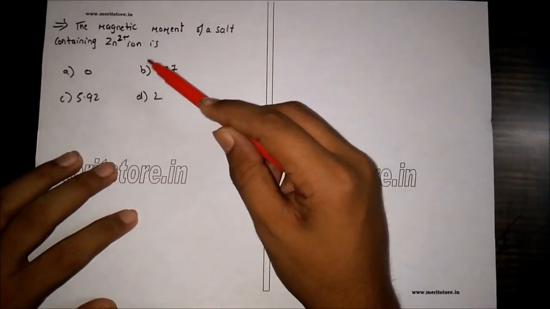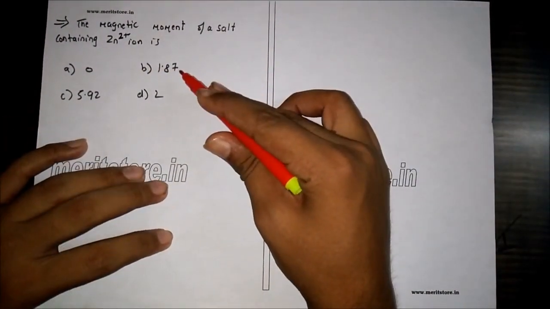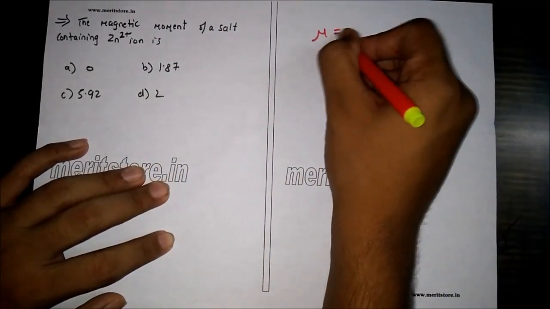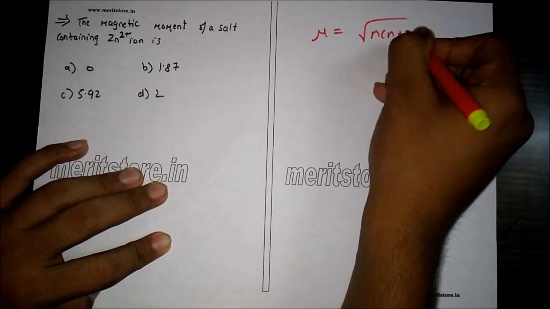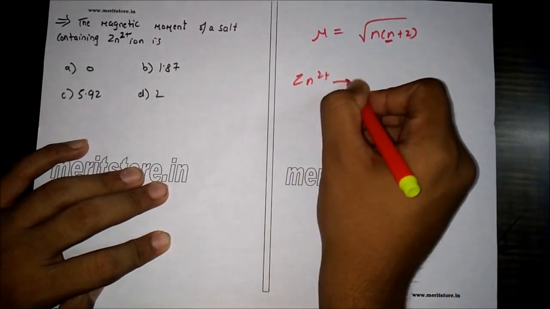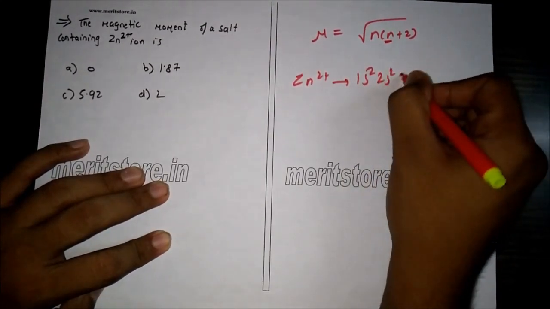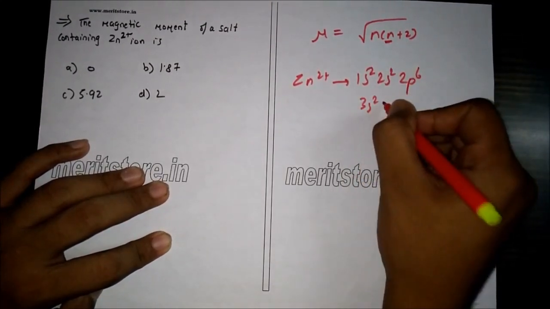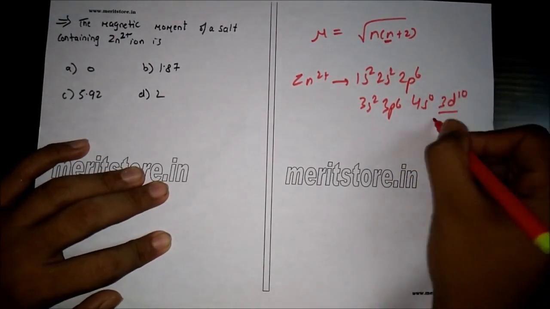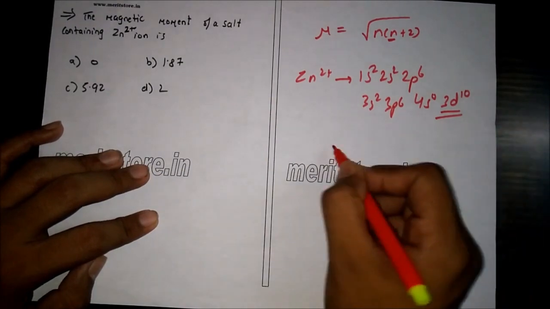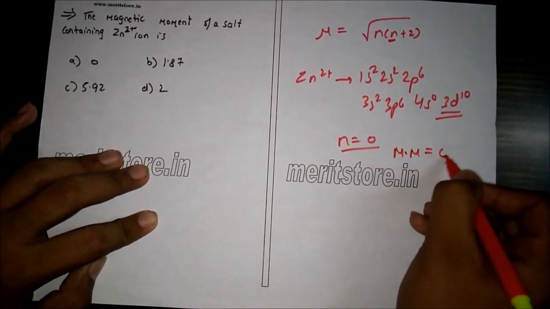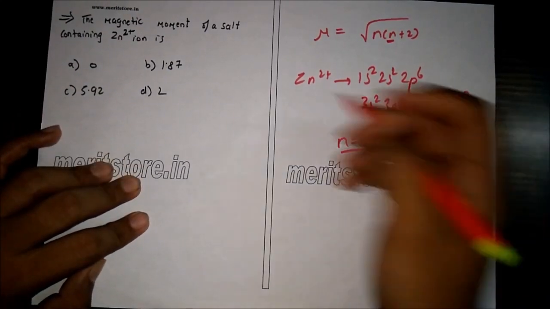The magnetic moment of a salt containing Zn2+ ion is: A. 0, B. 1.87, C. 5.92, or D. 2. Now magnetic moment mu is given by root of n into n plus 2, where n is the number of unpaired electrons. In Zn2+, the configuration is 1s2, 2s2, 2p6, 3s2, 3p6, 4s0, and 3d10. Therefore, there are no unpaired electrons in the d orbital, and n is equal to 0. Therefore, the magnetic moment will also be equal to 0. The correct answer here is therefore A, 0.